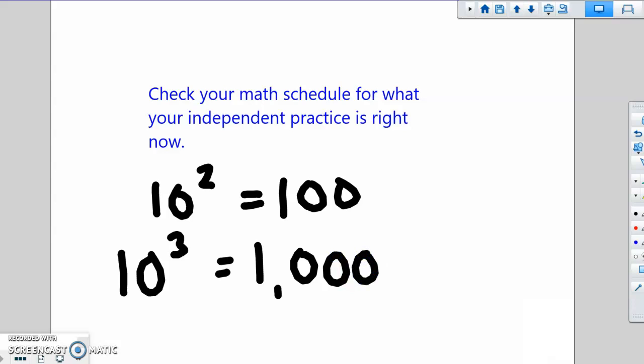So using that information, make sure you check back to your math schedule to see what your independent practice is for right now, to work through those workbook pages. Remember, the workbook pages that are assigned, if you do not get through all of them, it is about the quality of your work, and that you are putting forth your best effort. If you don't get through everything, that is okay, as long as you are working hard for the entire block of your math time.